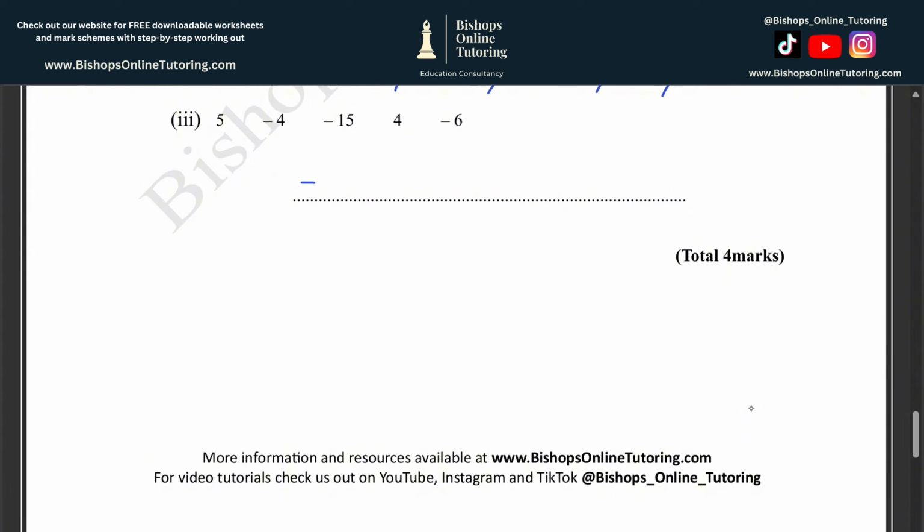Okay, we can see that minus 15 is our smallest number because it will be the furthest to the left if we were to write these numbers out on a number line. The next smallest will be minus 6, then minus 4, then 4, and then 5.